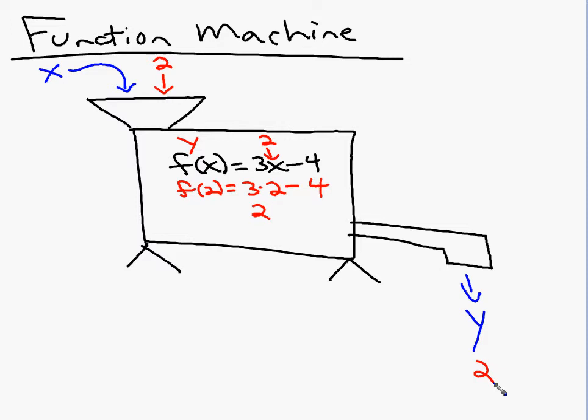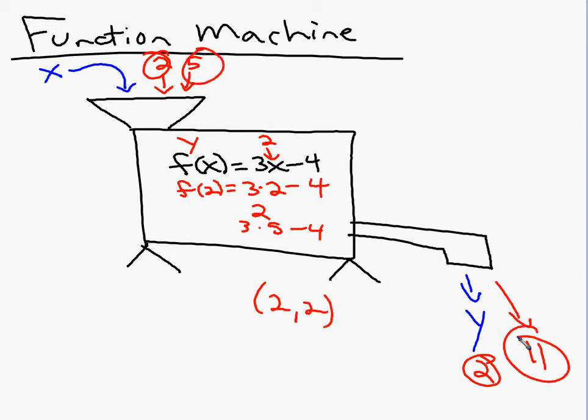Okay. What if I put in a 5? If I put a 5 into the function machine, well, then I need to do 3 times 5 minus 4. That's probably a better example. 15 minus 4 is 11. Okay? So you put in an x, and it spits out a y, and those correspond to points on a graph. Okay? These would both be ordered pairs. I could have an ordered pair of 2, 2, and I could have an ordered pair of 5, 11. Okay? And those would be points on the graph.